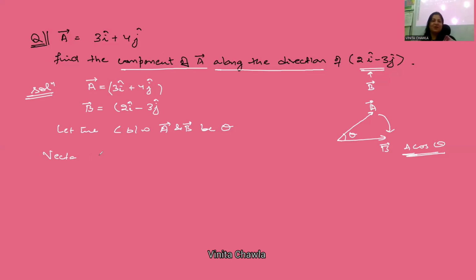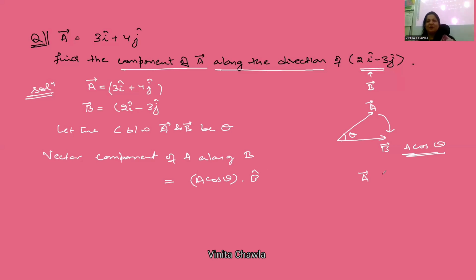Very nice. The vector component of A along the direction of B, this is what we have to find, right? So we'll write A cos theta and we will write the direction of B, B cap. Okay, and for A cos theta, we'll take the dot product.